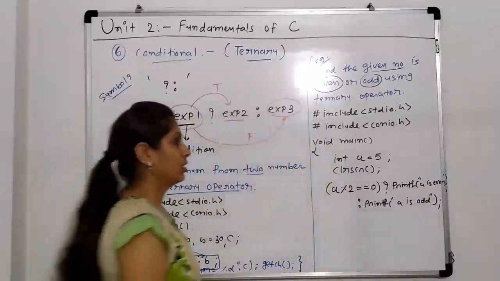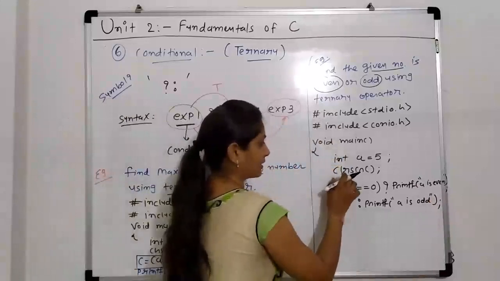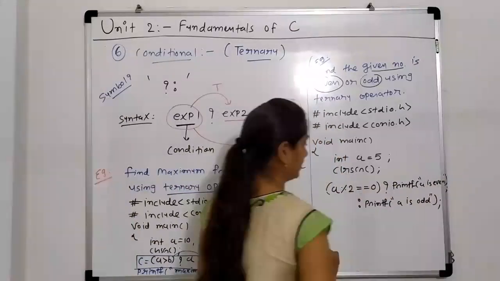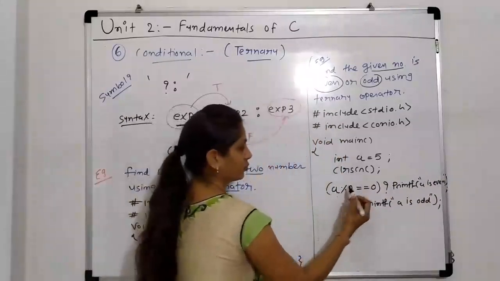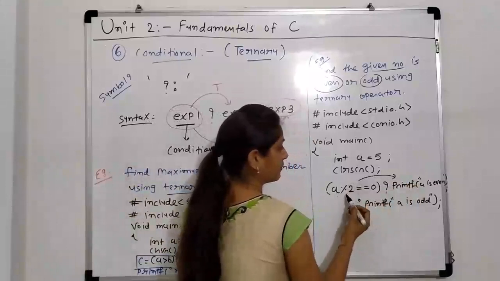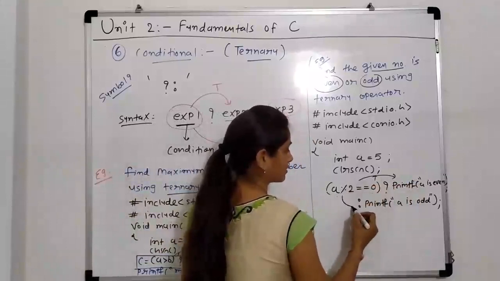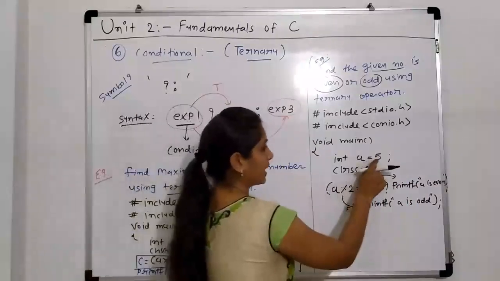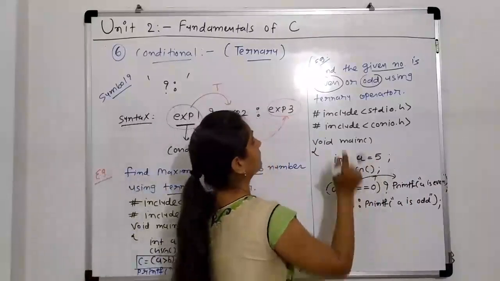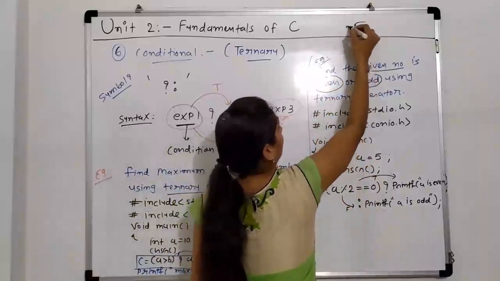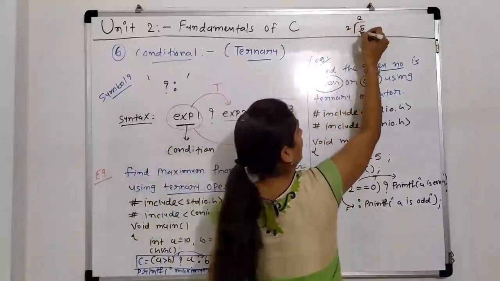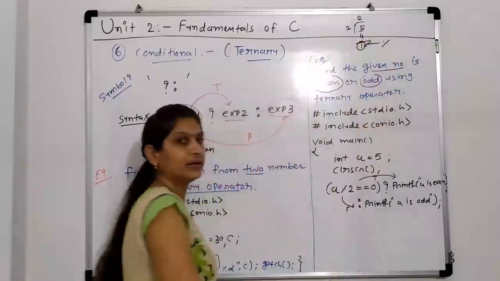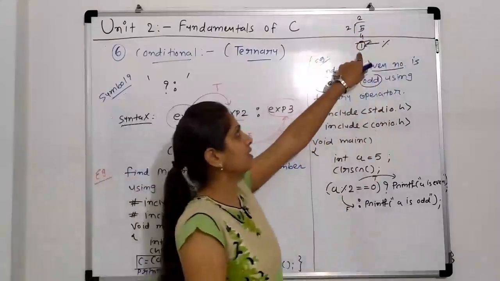Clear? So what happened? After clrscr we are writing this statement in a single line. So if this condition is true, it goes to this part. If it is true then this, false then after the colon. So a is 5. 5 modulo 2: 5 divided by 2, 2 twos are 4. The remainder is nothing but the modulo operator. Clear? So the remainder is 1.